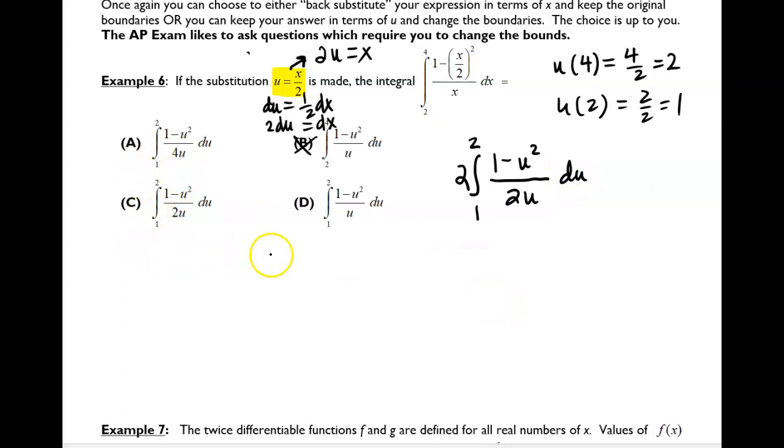Now this isn't any of my answer choices, so I'm looking to see, can I simplify it at all? I see I can cancel out that 2. So then I have the integral from 1 to 2 of 1 minus u squared over u du, which is d. Make sure you're checking your answer choices here. You don't actually have to find that integral. I'm just matching the setup. Also be careful. C would be if you forgot to balance your du's here. A would be if you multiply by 1/2 instead of multiplying by 2 when you rewrite that. So just watch out for those problems.